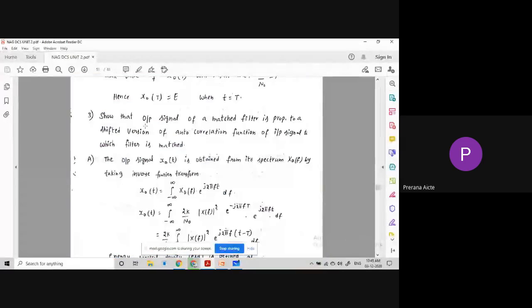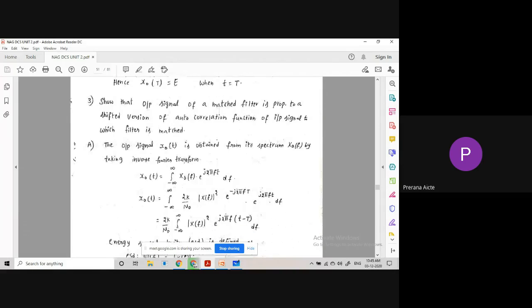Show that the output signal of matched filter is proportional to shifted version of autocorrelation function of the input signal to which it is matched. What is meant by autocorrelation? Correlation is used to find similarity between two signals. Autocorrelation means we have to perform correlation between the two same signals.